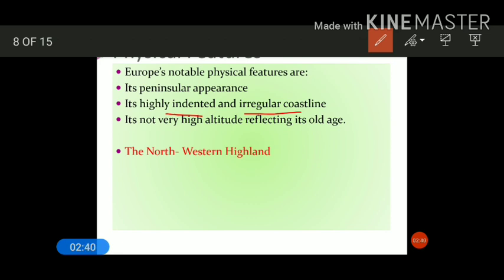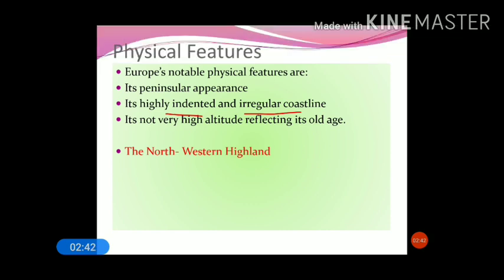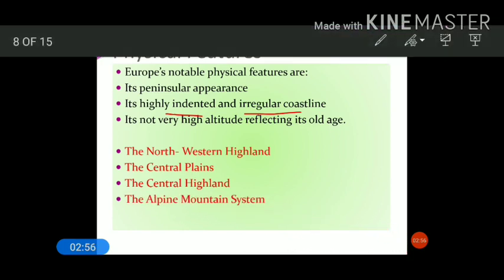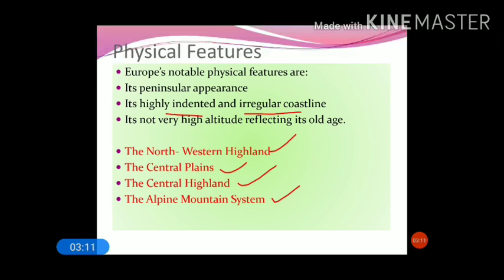Starting with the northwestern highland, the second one is the central plain, the third one is the central highlands, and the fourth one is the alpine mountain system. So these are the four main physical divisions: the northwestern highland, the central plain, the central highland, and the alpine mountain system. We'll discuss them one by one. First we'll start with the northwestern highland.